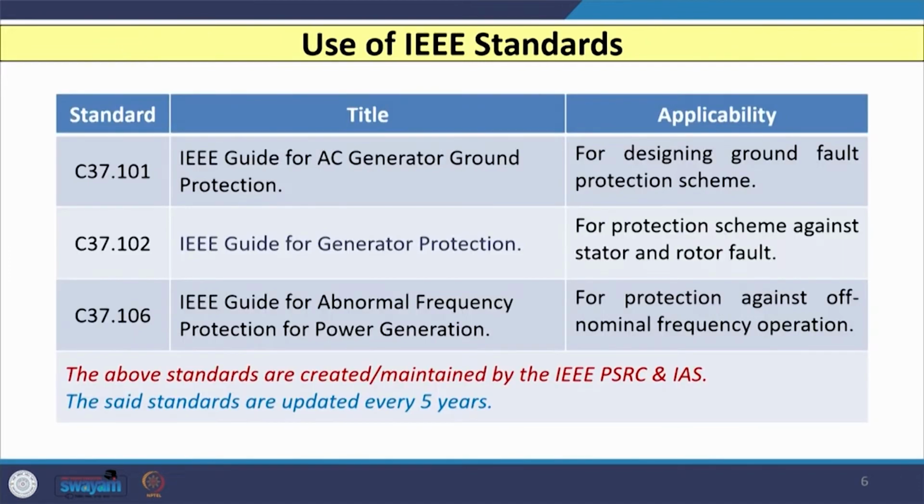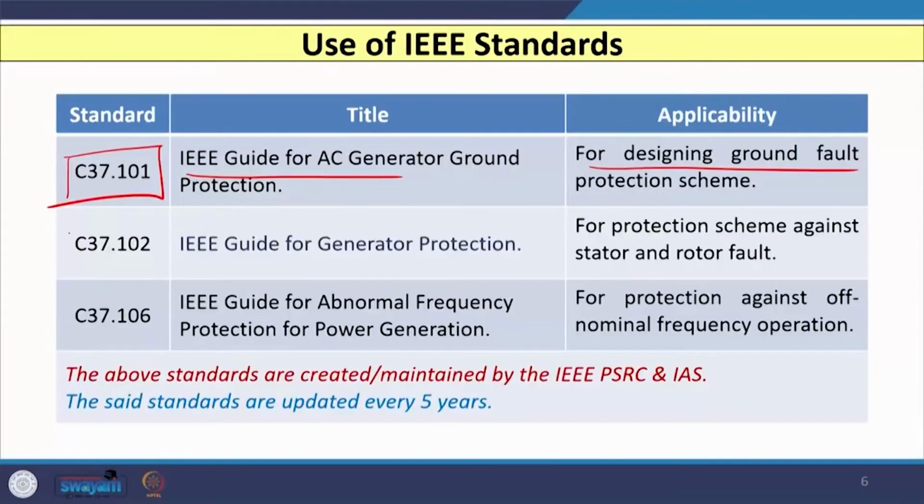Now, before we see the different conditions, let us see what IEEE standards we can use for the digital or numerical relays, or for the IED, which will be used for the protection of a large generator. So, the first standard we can use is C37.101, and this standard is the IEEE guide for AC generator ground fault protection. So, it is meant for ground fault protection of AC generator, and it is used for designing a ground fault protection scheme. So, whenever we design any ground fault protection scheme, then we have to refer to this standard.